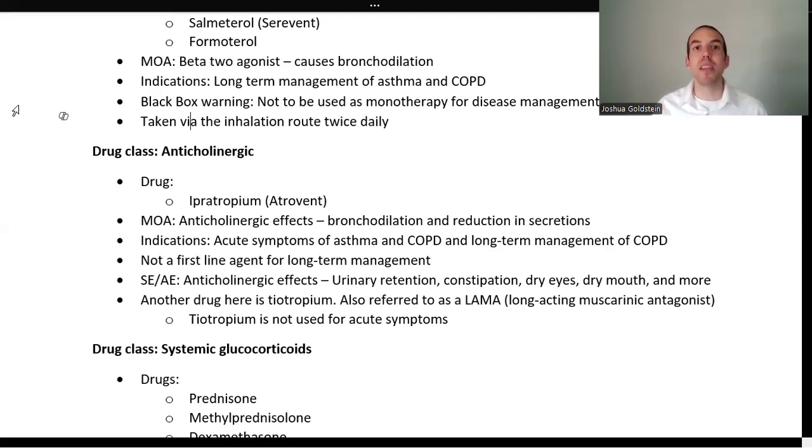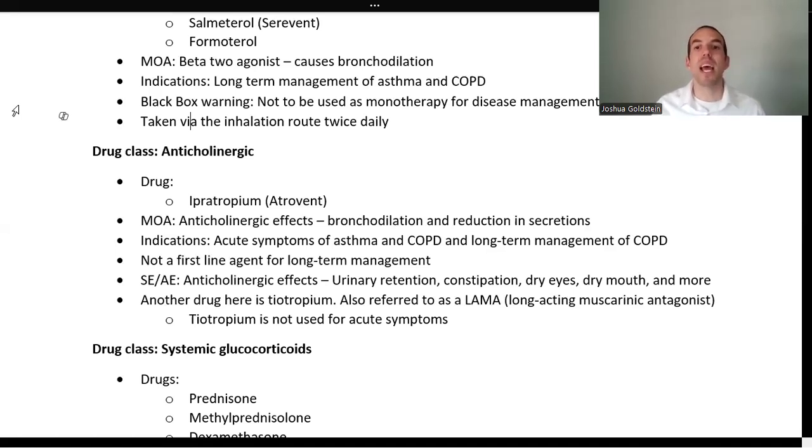It dries things up. In the case of asthma, we mentioned a few minutes ago that the three problems in asthma were constriction, inflammation, and secretions. This dries up the secretions. So that's how it helps in a patient with asthma. We use this for acute asthma exacerbation. There is a long-term version of this, and that's called tiotropium. I'm going to talk about that in just a minute.